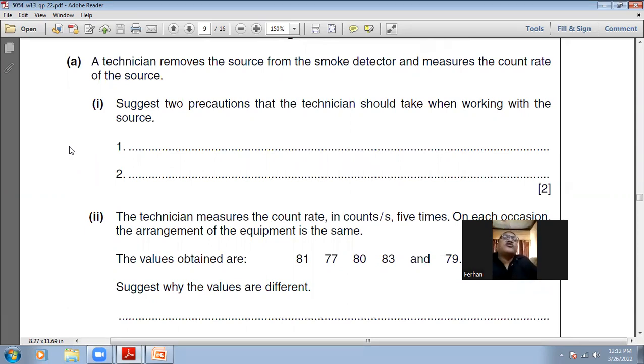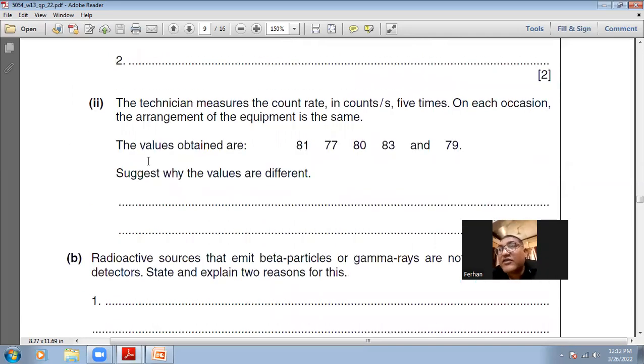And the second precaution: the technician who is performing the experiment should be wearing a lead lining suit. Then there can be many precautions. When I look at the marking scheme, you will be able to note them down.